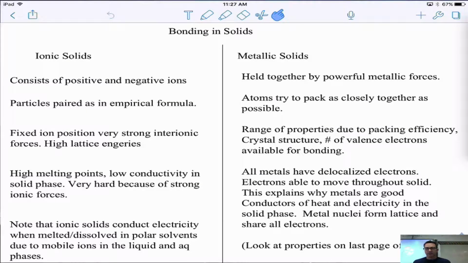Alright, welcome everybody. Today I'm going to talk to you about bonding in solids, and we're going to discuss the four types of solids and the bonding that's within them. We're also going to do some IB specific stuff with allotropes for carbon.